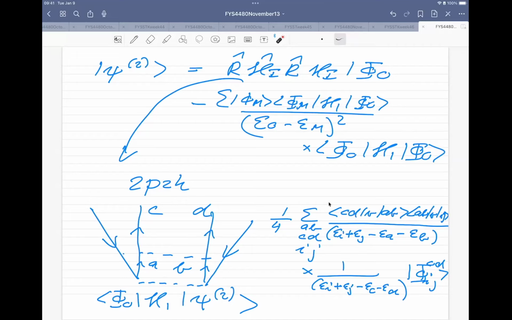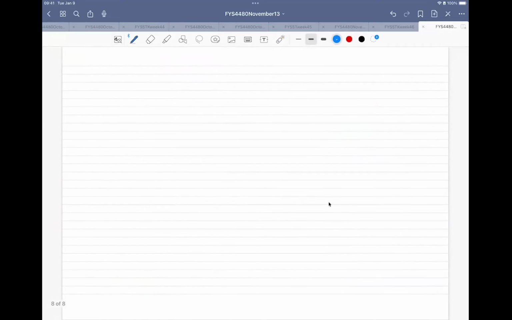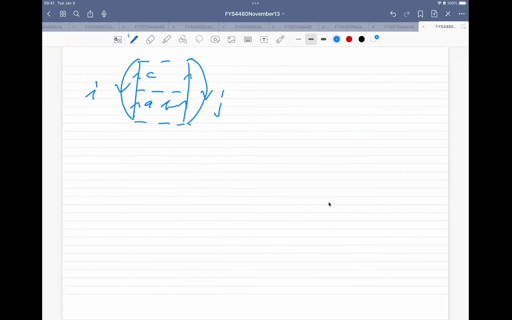So the final energy is going to look like this when I draw the diagram. When I then contract it with the two-particle, two-hole excitation, I'm going to have a whole state like this. And then I have my, sorry, not like that. I want to have it like this. So this is my I and J. And then I have the two particle states, A and B. And then I have my C and D here. That's the final contribution to the energy for one possible combination.